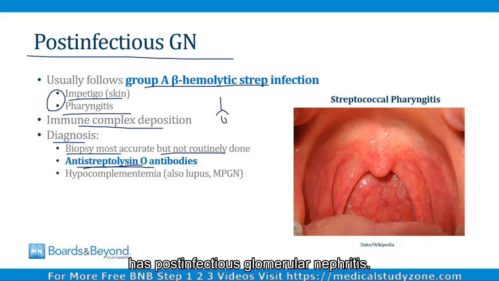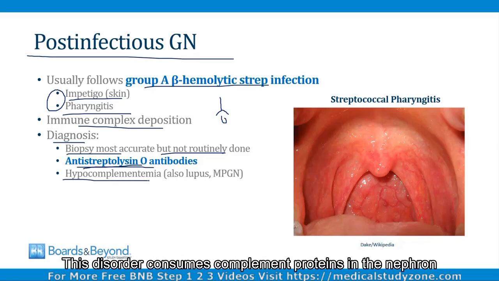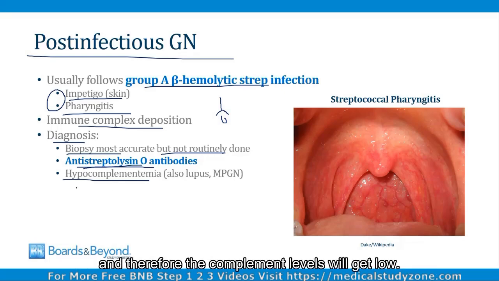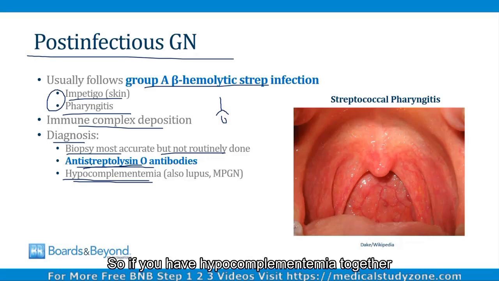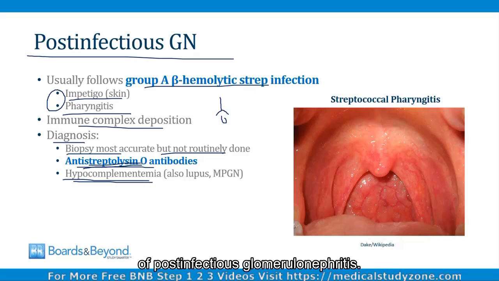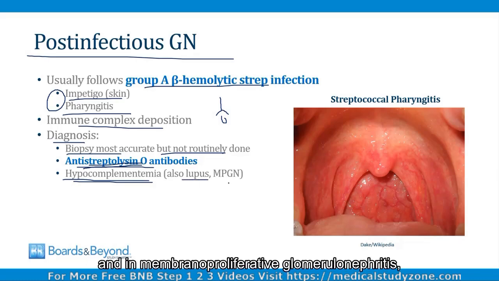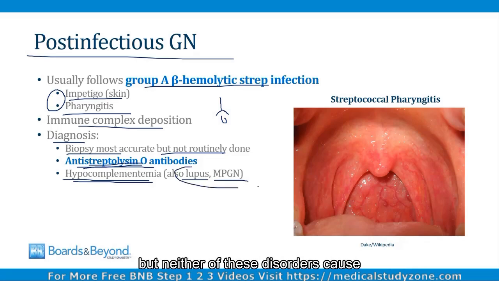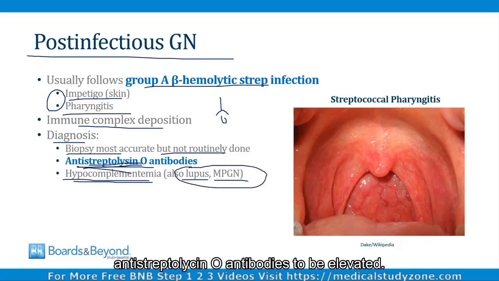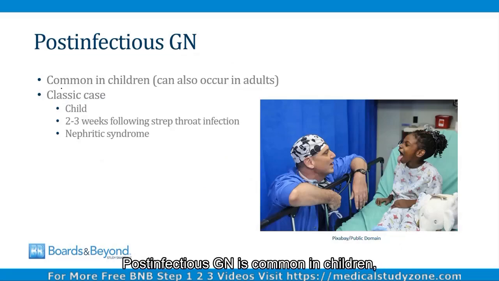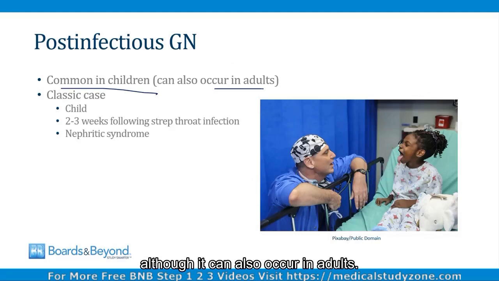patient has post-infectious glomerulonephritis. The other finding that supports the diagnosis of post-infectious GN is hypocomplementemia. This disorder consumes complement proteins in the nephron, and therefore the complement levels will get low. So if you have hypocomplementemia together with anti-streptolysin O antibodies, then you can make a presumptive diagnosis of post-infectious glomerulonephritis. Hypocomplementemia also occurs in lupus nephritis and in membranoproliferative glomerulonephritis, but neither of these disorders cause anti-streptolysin O antibodies to be elevated. Post-infectious GN is common in children, although it can also occur in adults.